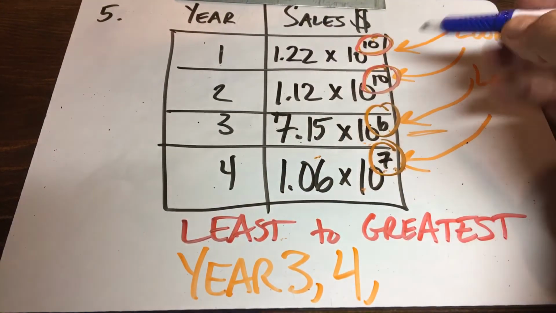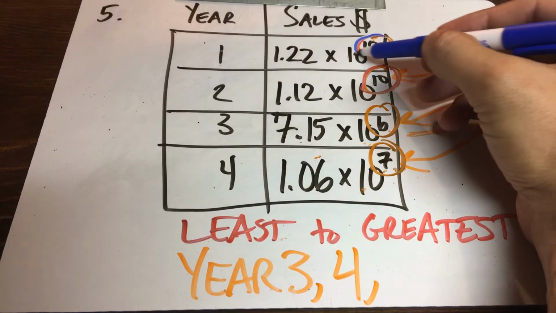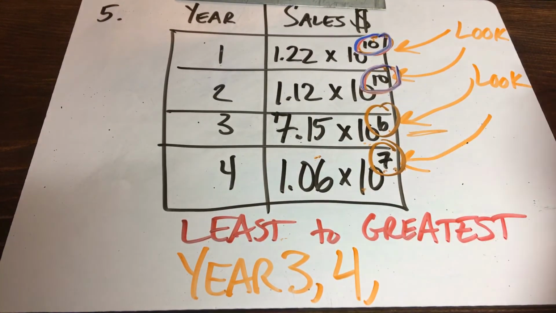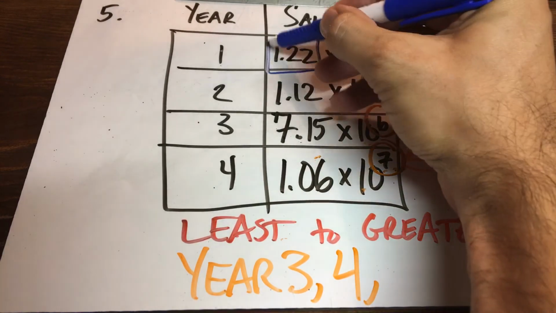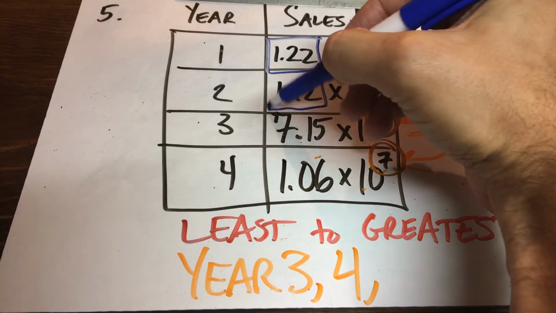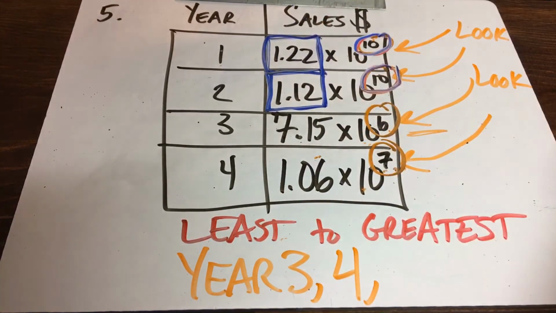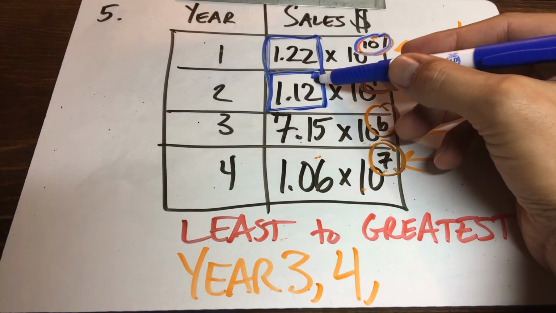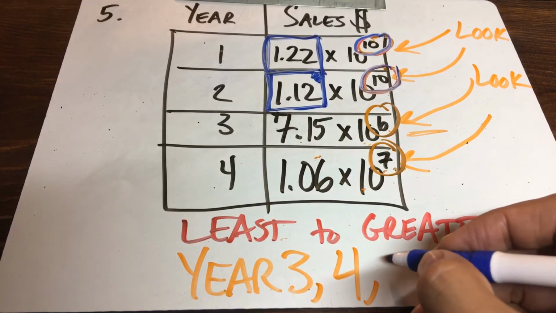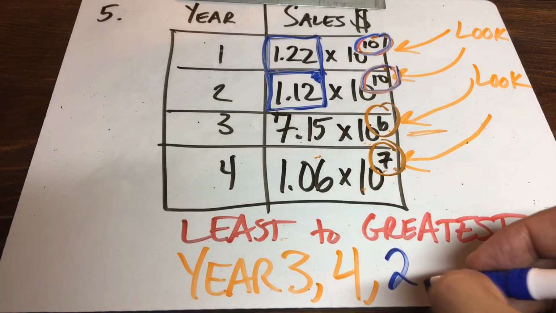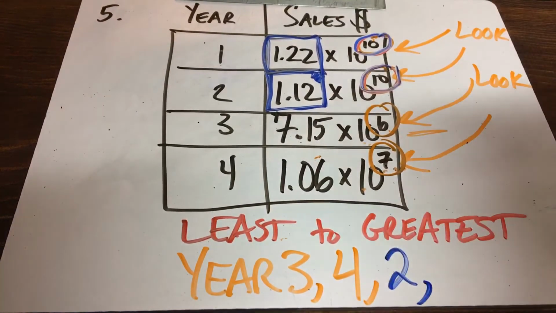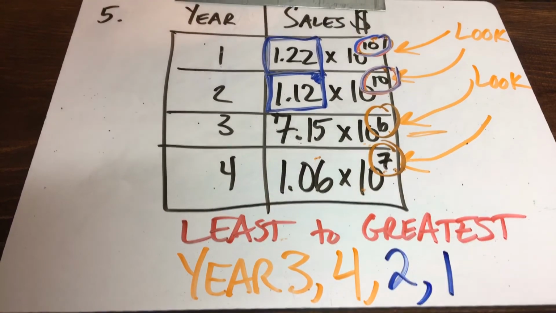Don't even look at the decimals until you get a tie. And now that we see we have 10 to the 10th and 10 to the 10th, now we can compare. Okay, since they're tied on their exponents, now which decimal is smaller? 1.22 or 1.12? And obviously 1.12, year number 2, is smaller. So this guy is actually number 1. That's the biggest. Year number 1, they sold the most.